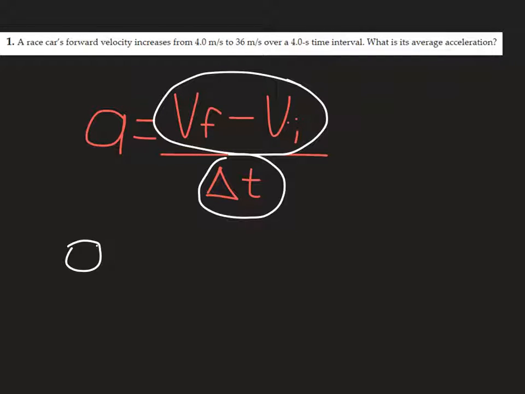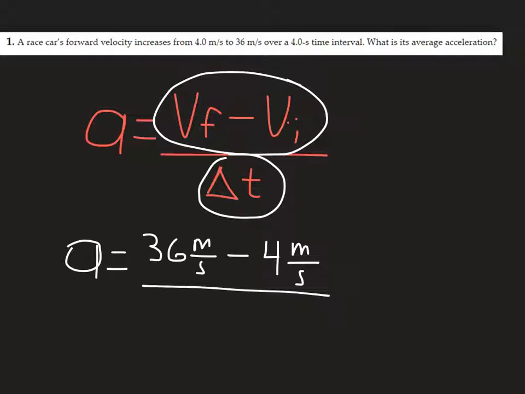So the acceleration will be equal to the final velocity, that for this car is 36 meters per second, minus the initial velocity, that is 4 meters per second. This occurs during a 4 seconds time interval, so the time interval is 4 seconds.